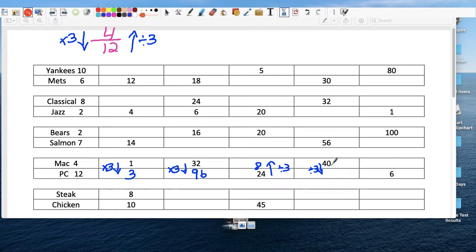Hang on. Oh, times 3. I'm sorry. Times 3. That's why my mistake. 120. And 6 is going to go up. So divide by 3 is 2.